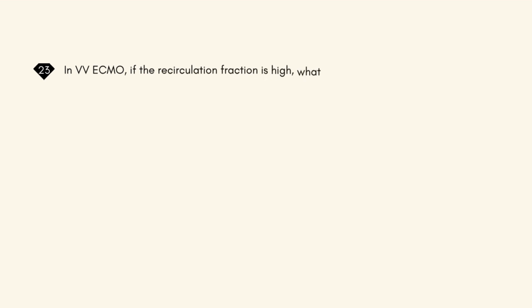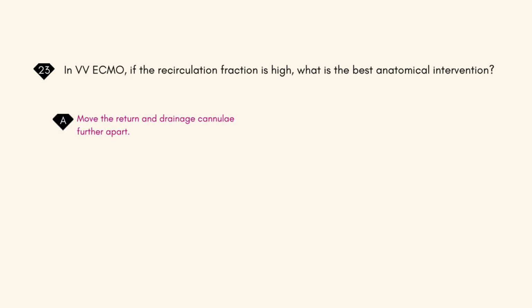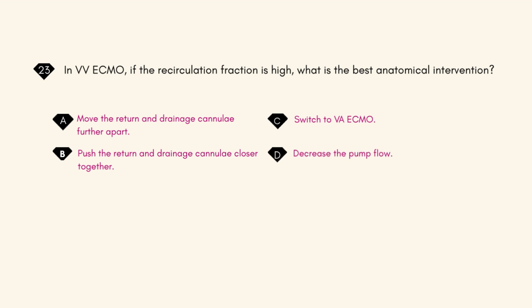In VV ECMO, if the recirculation fraction is high, what is the best anatomical intervention? A. Move the return and drainage cannulae further apart. B. Push the return and drainage cannulae closer together. C. Switch to VA ECMO. D. Decrease the pump flow.